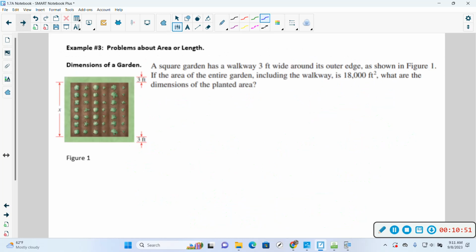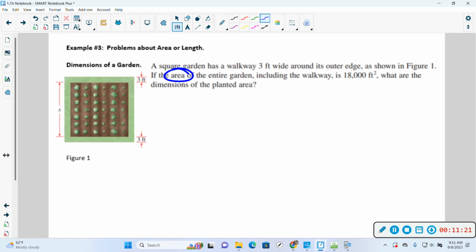Hey, let's talk some geometry, right? Dimensions of a garden. A square garden. Boy, this is a lot. I copied a little bit gray on yours, but I think you can still see everything. A square garden has a walkway 3 feet wide around its outer edge, as you can see. Mine's in green, clearly yours is not. Hopefully you can see that okay. Shown in figure 1. If the area of the entire garden, including the walkway, is 18,000 feet squared, what are the dimensions of the planted area?